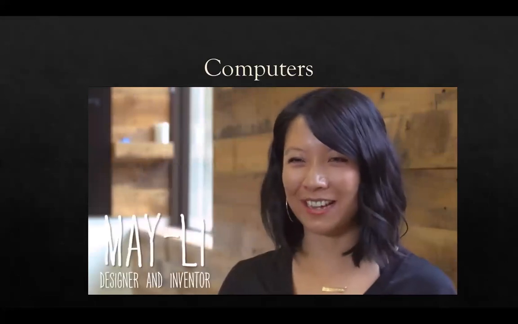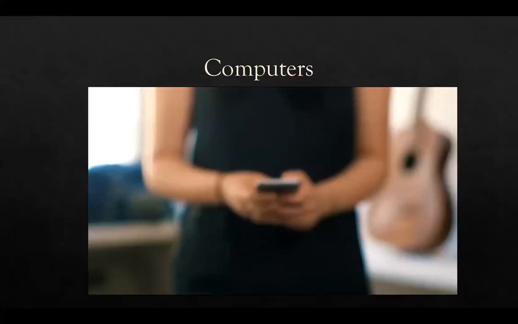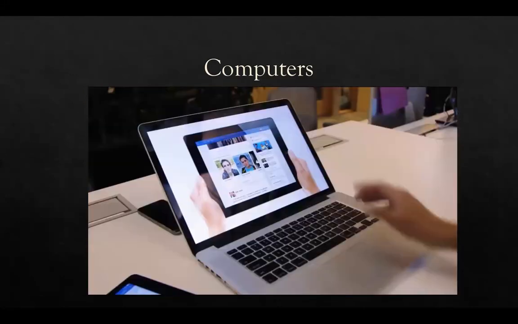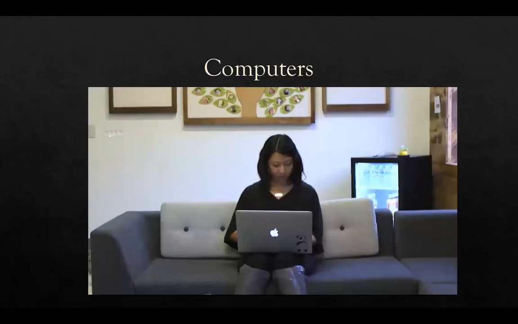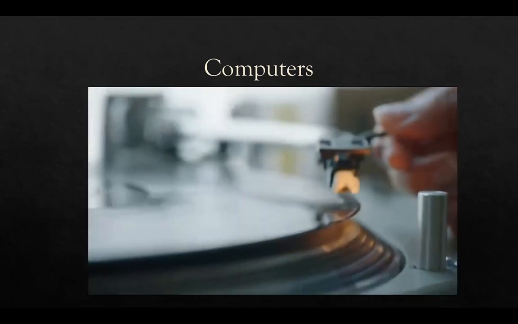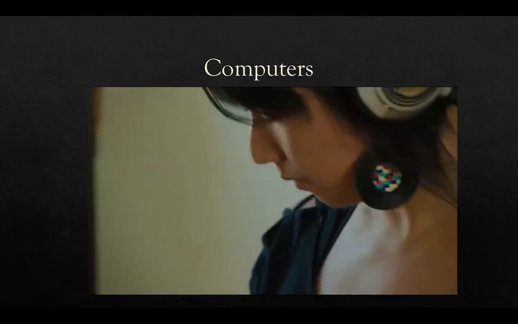My name is Mei Li Ku, and I'm a designer and an inventor. So some of the things I've designed have been at Apple, and now I design products for kids to use so that they can have an easier time in school. My other jobs include DJing and dancing.